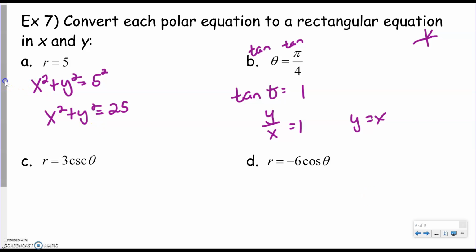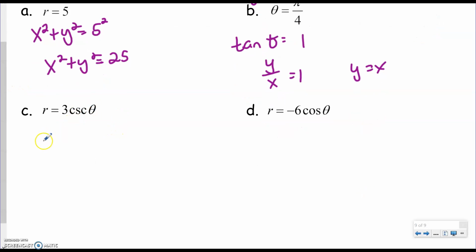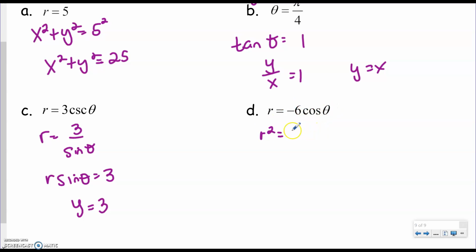Okay, so if I know r is 3 cosecant, I can rewrite that as 3 over sine of theta. Now, if I multiply by sine of theta on both sides, I get r sine of theta equals 3. R sine of theta is the same thing as y. Okay, same idea here. I'm actually going to multiply. I want to get r cosine so I can substitute. So I'm going to do r squared equals -6 r cosine of theta. This here is the same as x. So r squared equals -6x.